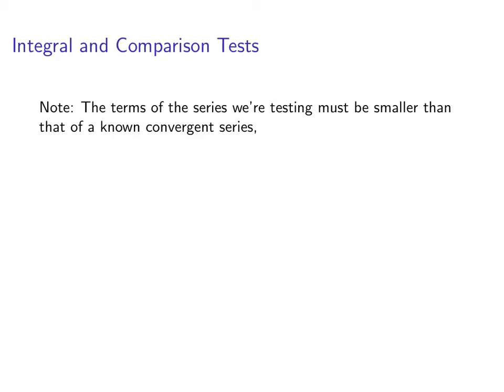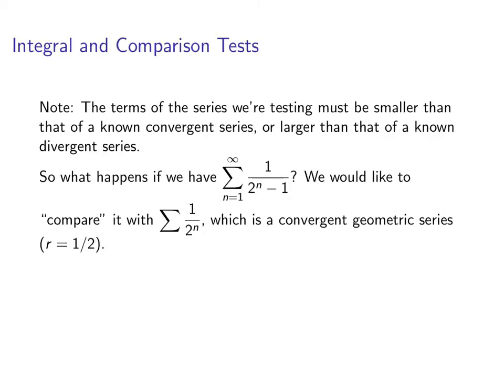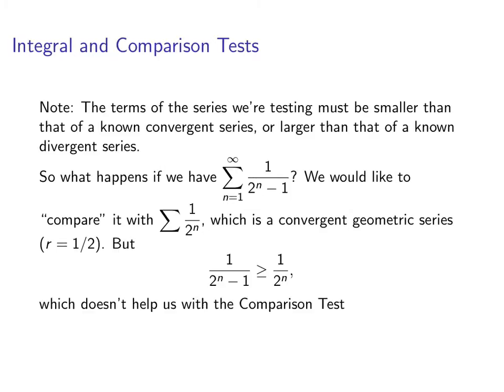Hello, calculus fans. Now the terms of the series we're testing have to be smaller than that of a known convergent series or larger than that of a known divergent series. So how about this series? Sum of 1 over 2 to the n minus 1. Now the intuitive thing to do is to try to compare it with the sum of 1 over 2 to the n, because that's a convergent geometric series. The ratio is 1/2. The problem is the series that we're interested in is bigger than this series. That doesn't help when we want to use the comparison test. The inequality is going the wrong way.